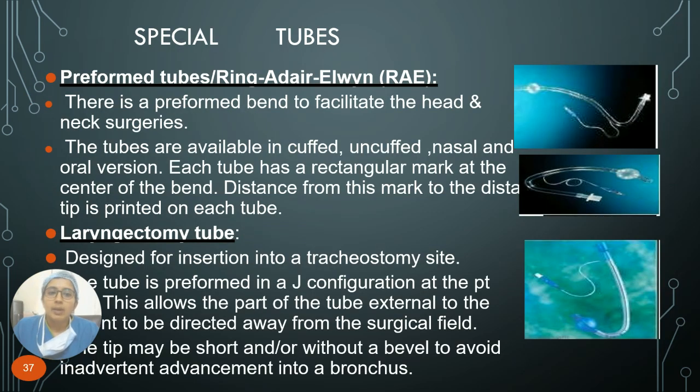Then we have some special tubes called the preformed tubes or the Ring-Adair-Elwyn tubes. In this we have the south pole or the north pole. It is used for surgeries of the head and neck, cleft palate and cleft lip surgeries. Then we have the laryngectomy tubes designed for insertion into a tracheostomy site. Tracheostomy tubes allow part of the tube external to be directed away from the surgical field.